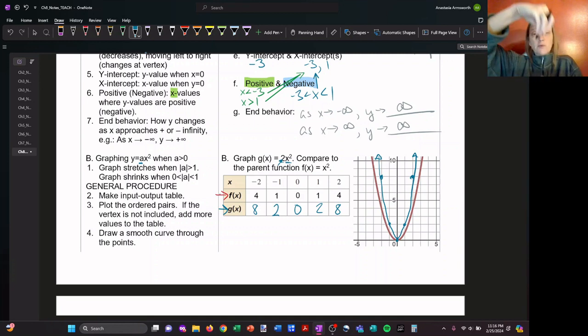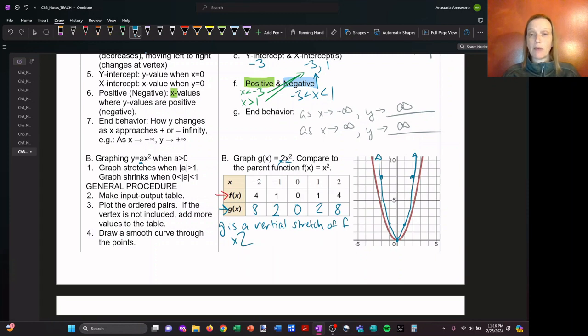And the reason for this is because we've actually done a vertical stretch. So G is a vertical stretch of F by a factor of 2 because of that 2 multiplication value. So G is being stretched, and that stretching causes the resulting parabola to have a narrower shape.